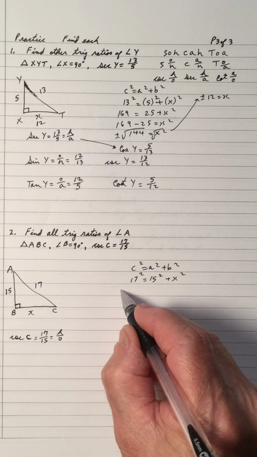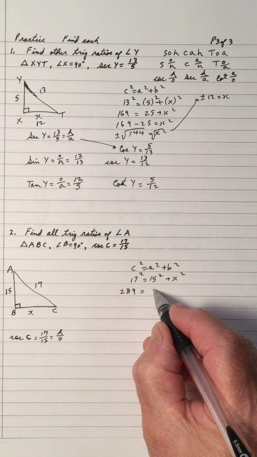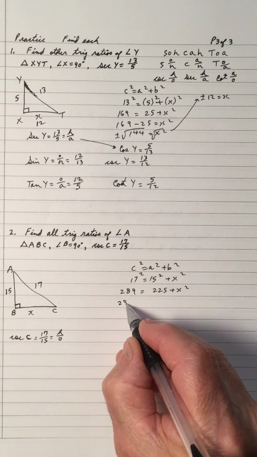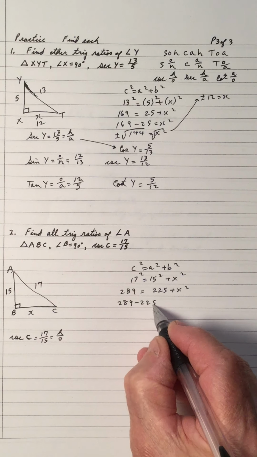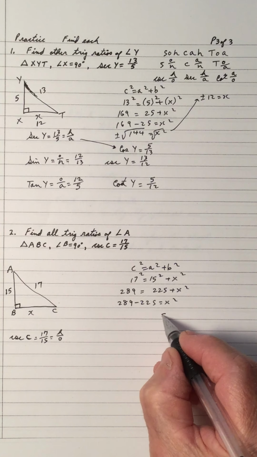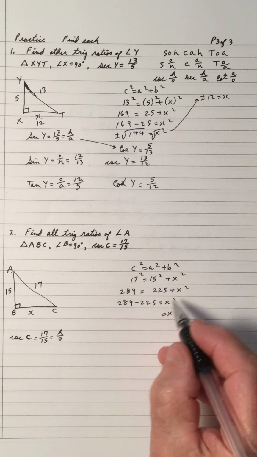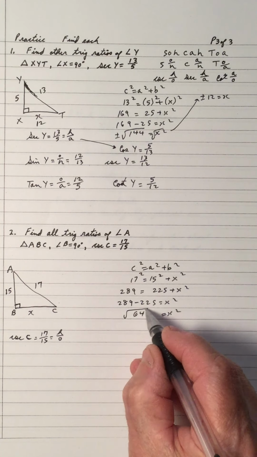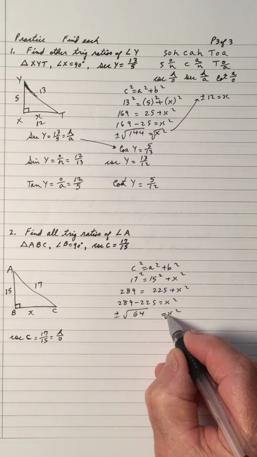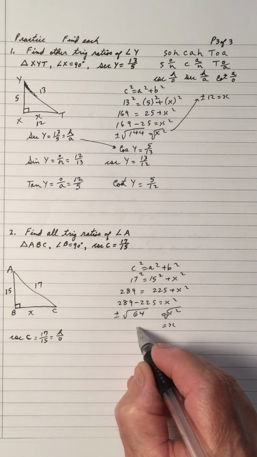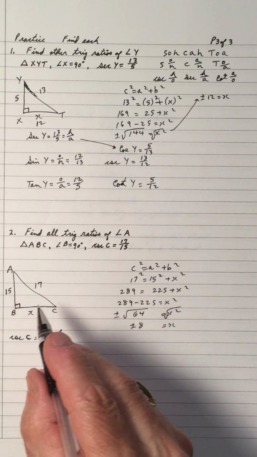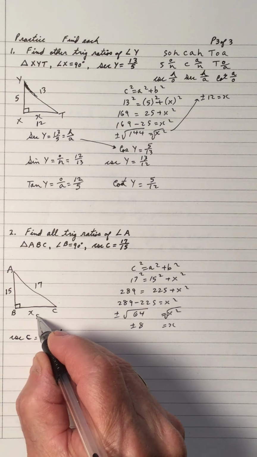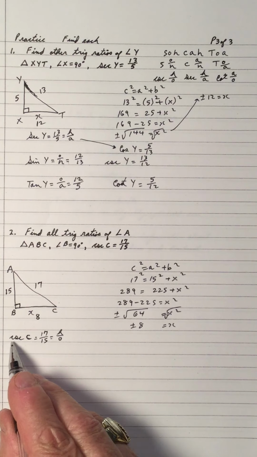So 17 squared is 289. 15 squared is 225 plus X squared. So 289 subtract 225 is X squared. So X squared is equal to 64. And we do the square root of 64, plus or minus, and the square root of X squared. So X is equal to plus or minus 8. But the length of a triangle, or the sides of a triangle, can only be positive, so we're dealing with the 8.